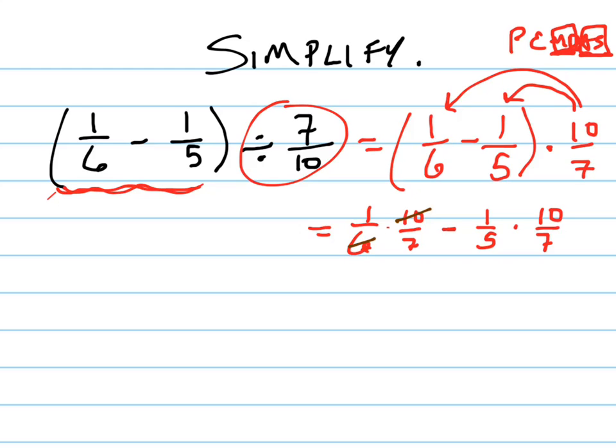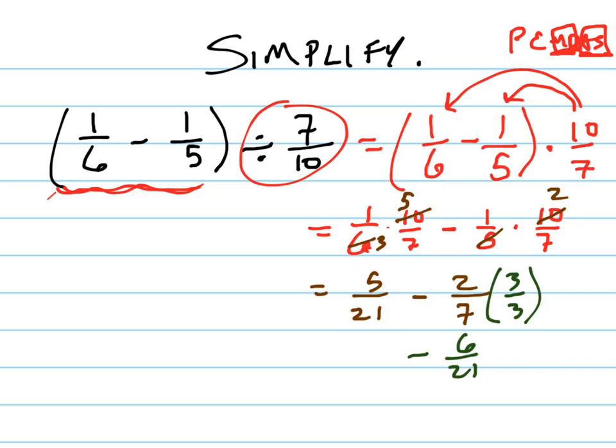I can cancel a 2 out, and I'm left with a 5 and a 3 here. And if I cancel a 5 out, I'm left with a 2 and a 1 there. So I have 5 over 21 minus 2 over 7. To me, a lot easier to do it that way. And then I realize that to get common denominators, all I need is to multiply this by 3 over 3, which gives me 6 over 21. 5 over 21 minus 6 over 21 equals negative 1 over 21.